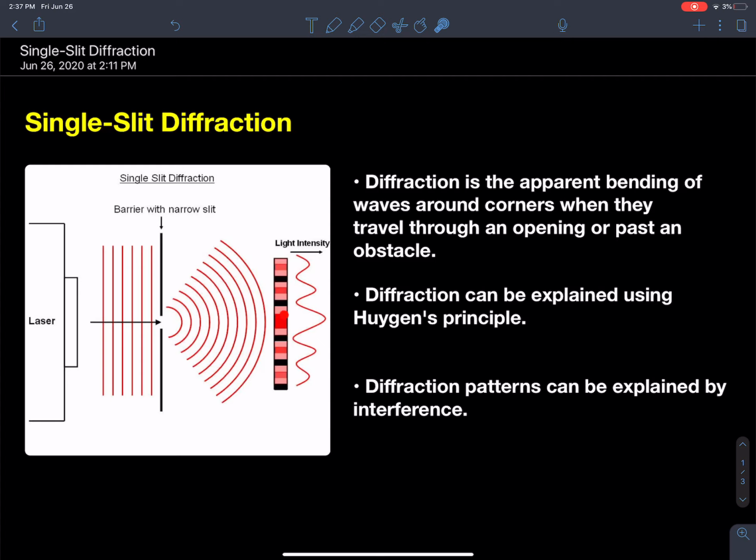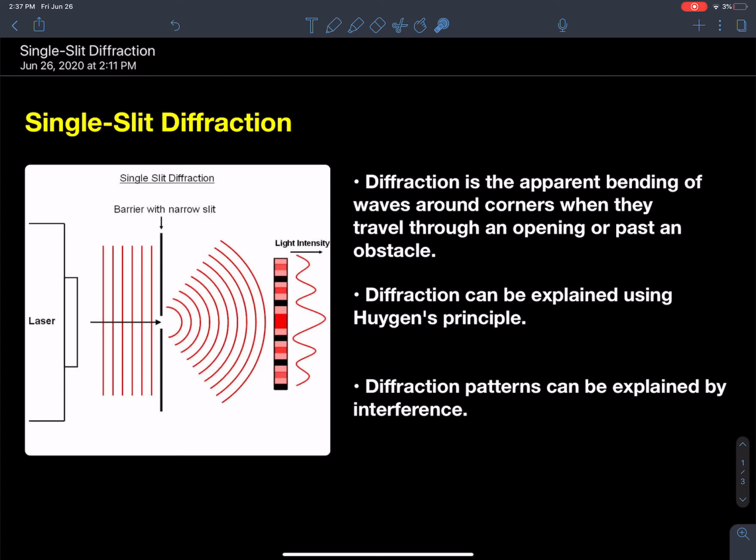Remember, you have alternating bright spots, dark spots, bright spots, dark spots formed on a screen. You can get those diffraction patterns when you shine light from a laser that is coherent and in phase. When that light goes through an opening, just one opening, it makes a diffraction pattern, which is very strange. So that's called single-slit diffraction.